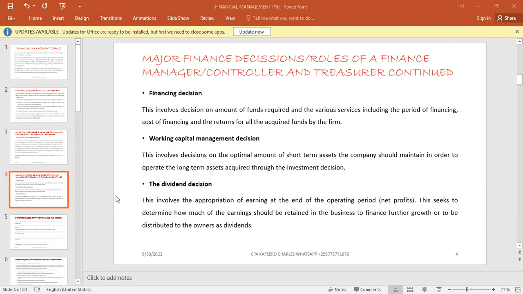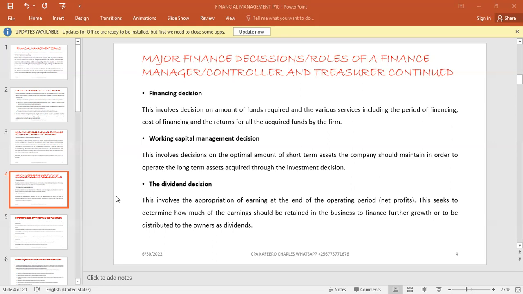So the last one is the dividend decision. This dividend decision is all about how we are going to be distributing the net profit we've got in the business operations, and we look at what will be the portion that will be retained, the earnings that will be kept within the organization to finance its growth, or what will be the portion that we are going to be giving to the shareholders as dividends that is paid to them for their money they contributed in the business.